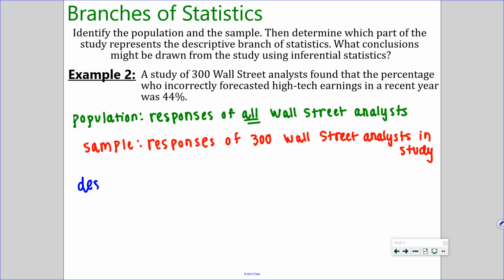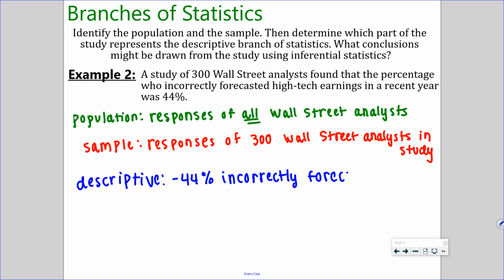Okay, let's pick out some descriptive here. It's descriptive statistics. The only data really presented to me here is this 44% incorrectly forecasted the high-tech earnings. So that's an example of descriptive. 44% incorrectly forecasted.